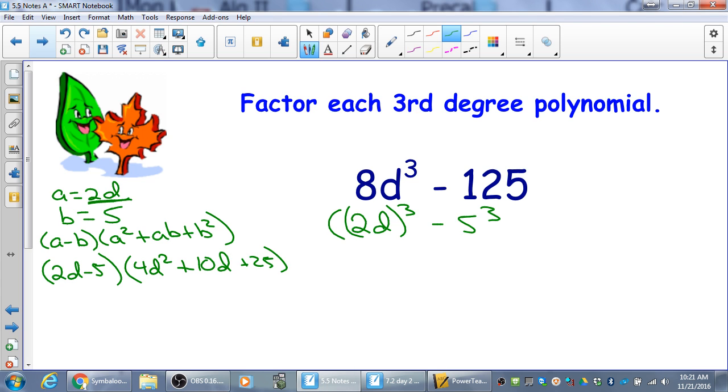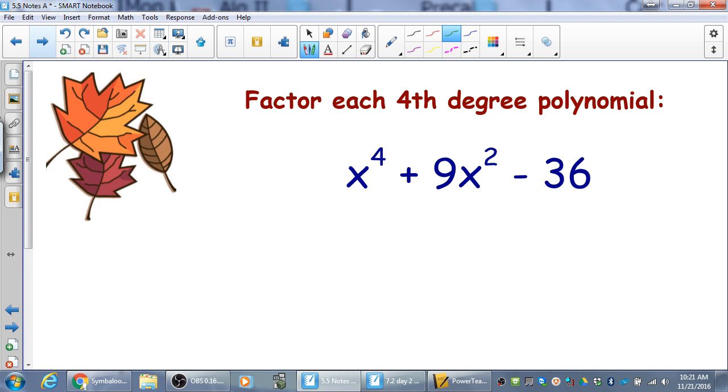Any questions on that? All right, so now we're getting away from the sum and difference of two cubes. Now we're going to go to an x to the 4th. Well, if this was x squared plus 9x minus 36, I'd factor it like this. I'd have x, and let's go with plus 12 and minus 3. That's how we'd factor it, and we'd be done.